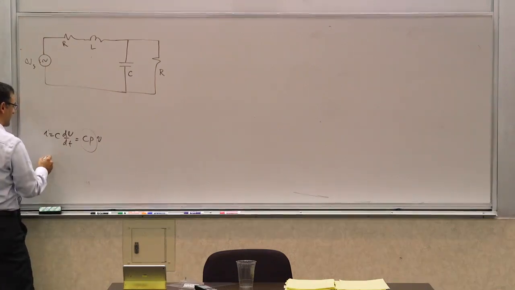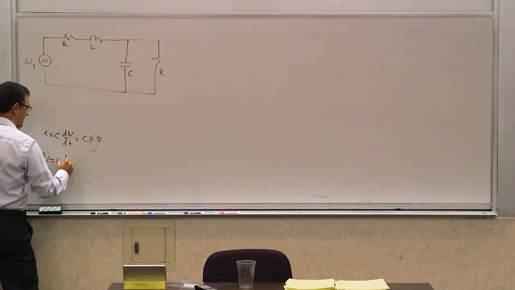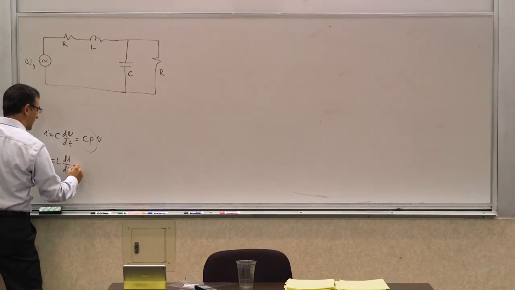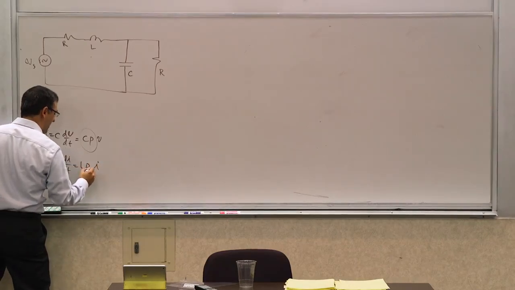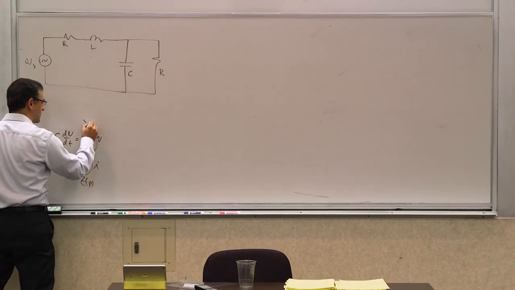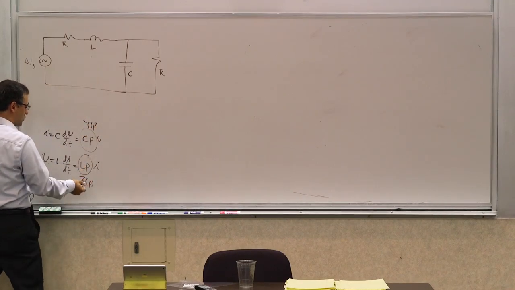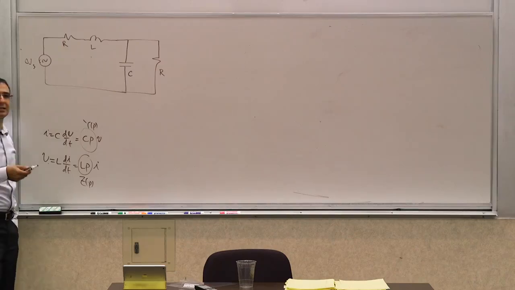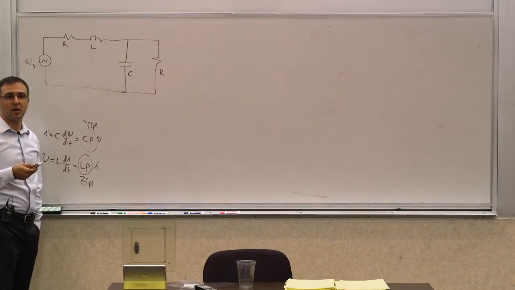Or for an inductor, for example, we know V is L di/dt, which you can write as LPI. And you can think about this as the impedance operator, and this was the admittance operator. But if you know these operators, and we know that we can deal with them like rational functions, you can express the currents and voltages of these things that way.